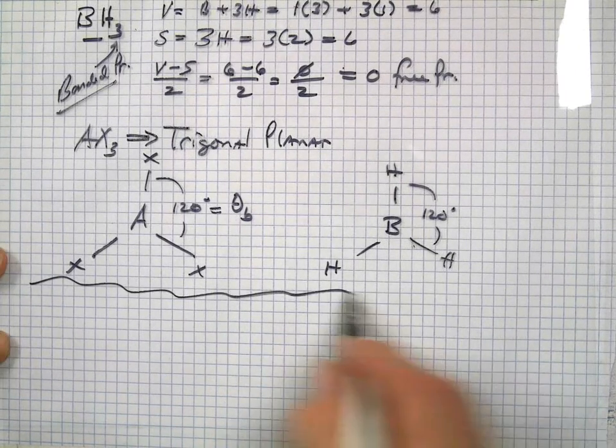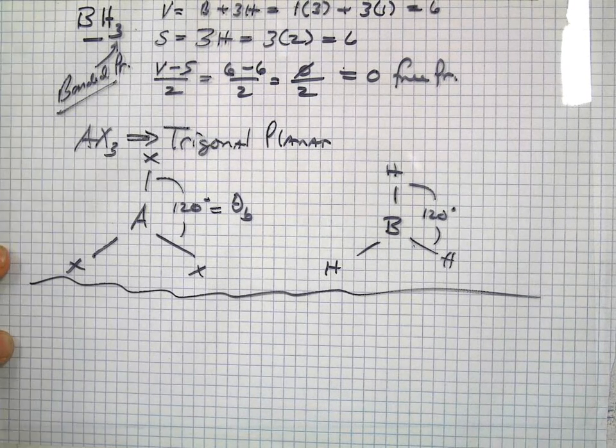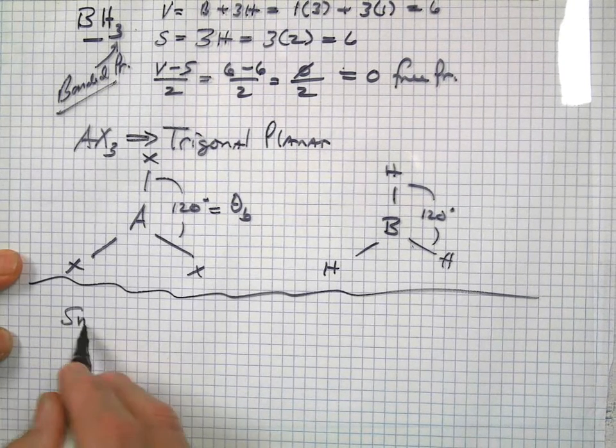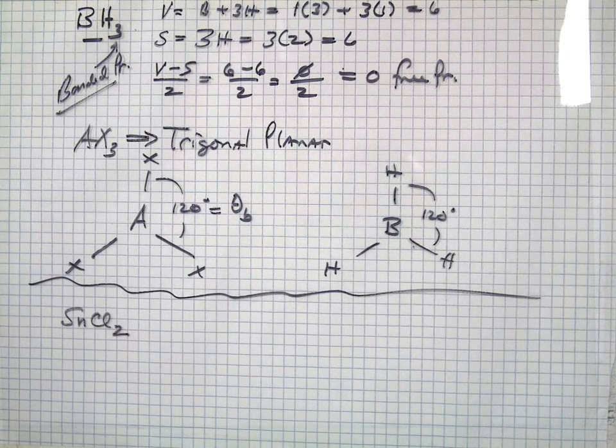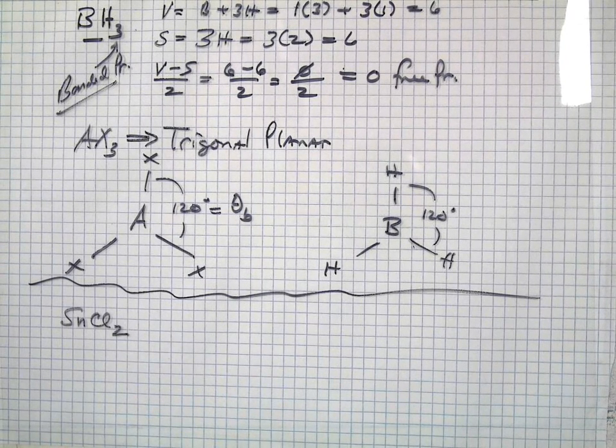Now, our first non-bonded pair shows up in SnCl2. If you look at this, it would lead you to believe it is an AX2 molecule. Yes, if it does not have any non-bonded pairs, because the first non-bonded pair is going to go on the Sn, and it's going to influence the bonding of those two substrates right there. The non-bonded pair will repel just as much as the bonded pairs, electron pair repulsion.